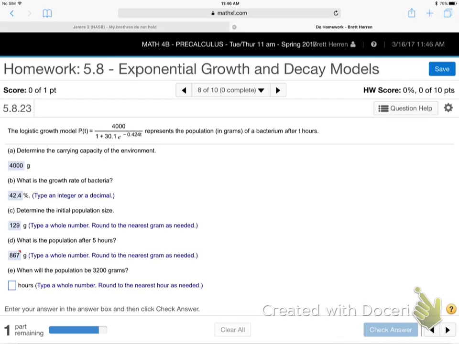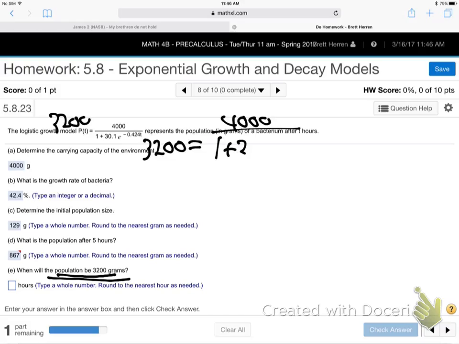So I'm going to do part E here. When is it 3,200 grams? So you got to take this equation and put 3,200 in for P, right? Population, 3,200. So that becomes 3,200 equals 4,000 over 1 plus 30.1 e to the minus 0.424t. Like that? We got to solve that for t. That's not easy. What should I do?